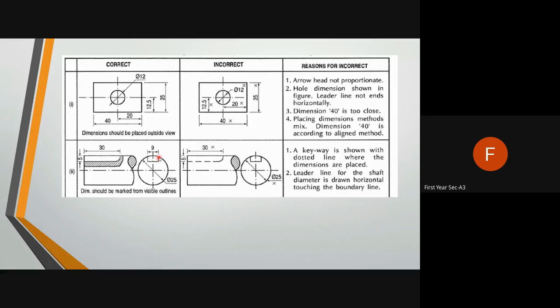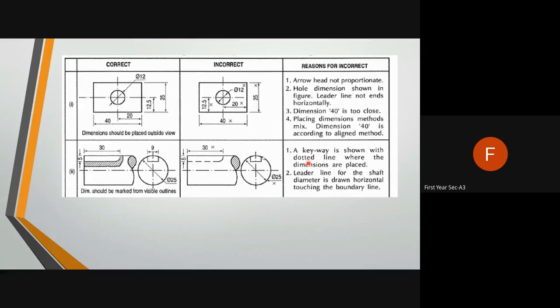Here if a small slot is there, in this way we can show it. Okay, so dimension should be marked from visible outlines. See the reasons of incorrect: arrowhead not proportionate. These are the reasons of incorrect. Whole dimension shown in figure, leader line does not end horizontally. Then dimension 40 is too close. These are the remarks. So you have to follow all these things while drawing.